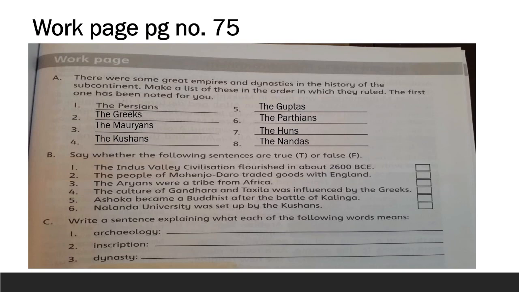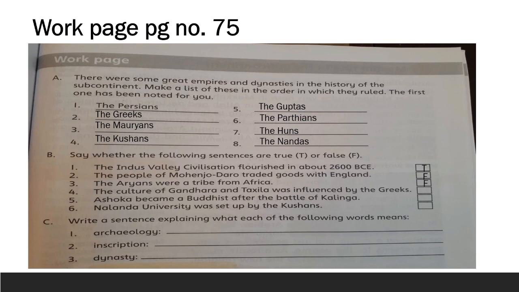Let's do part B together. Say whether the following sentences are true or false. Number 1. The Indus Valley civilization flourished in about 2600 before Common Era. True. Number 2. The people of Mohenjo Daro traded goods with England. False. The Aryans were a tribe from Africa. No, false. The culture of Gandhara and Taxila was influenced by the Greeks.